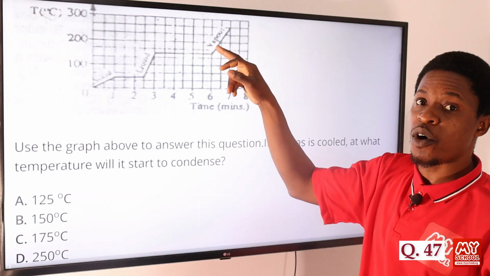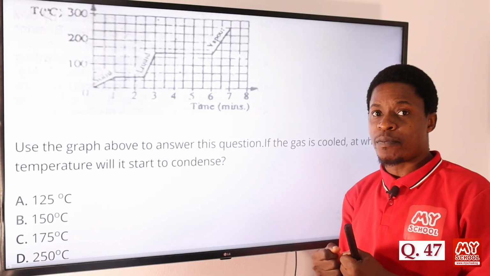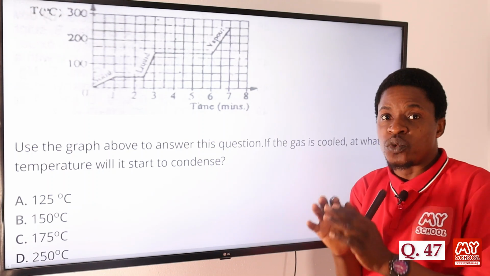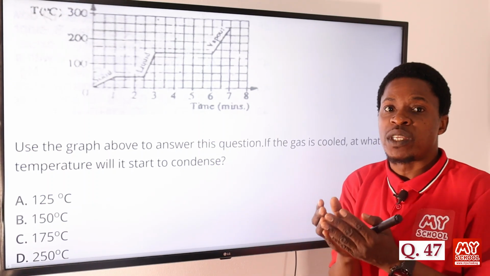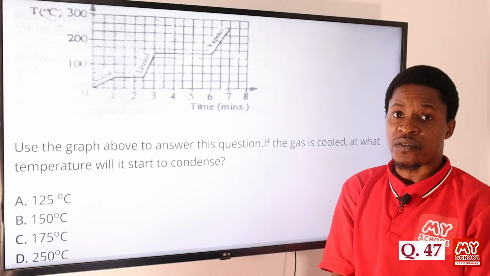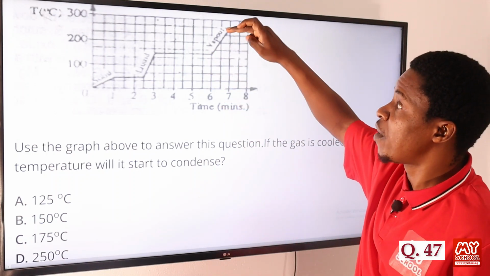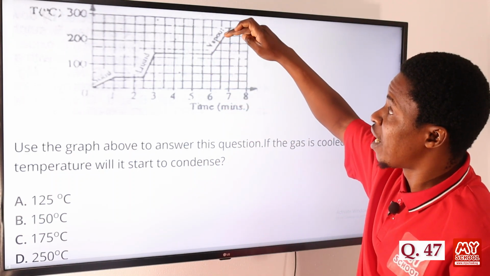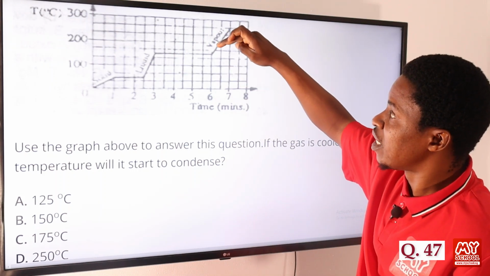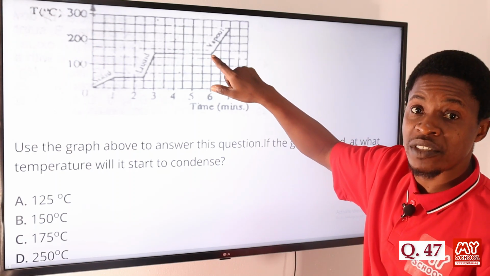So with the vapor, it's at the point where the temperature begins to drop. There's a point where the temperature of that gas gets cooled. When the cooling takes place, that's where condensation begins. So the gas needs to get cooled first before it begins to what? Condense. If you look at the graph here, we have vapor here. You see it's coming down from time 7 to 6. That's the cooling already taking place. So once it gets cooled at this point, that is where condensation takes place.